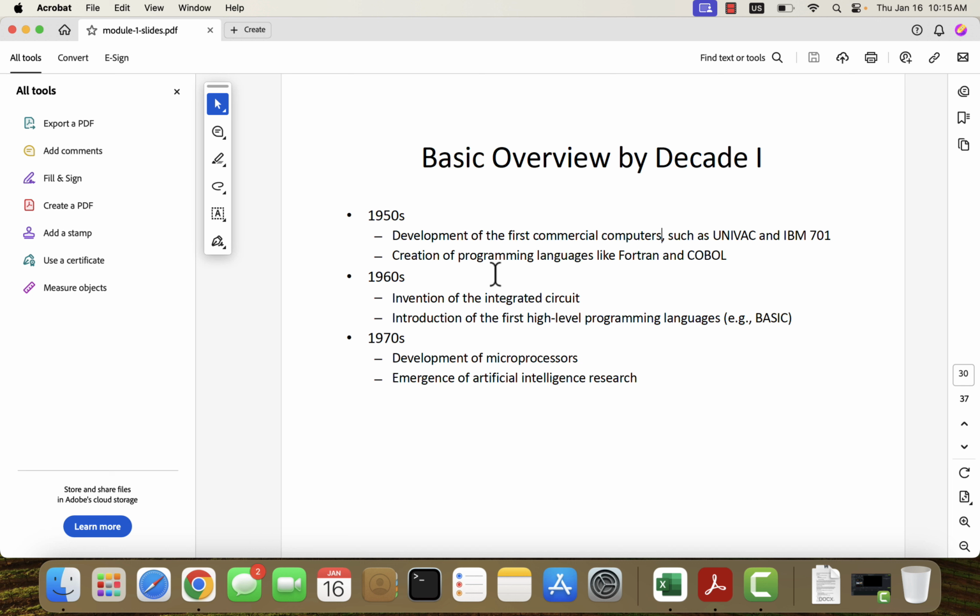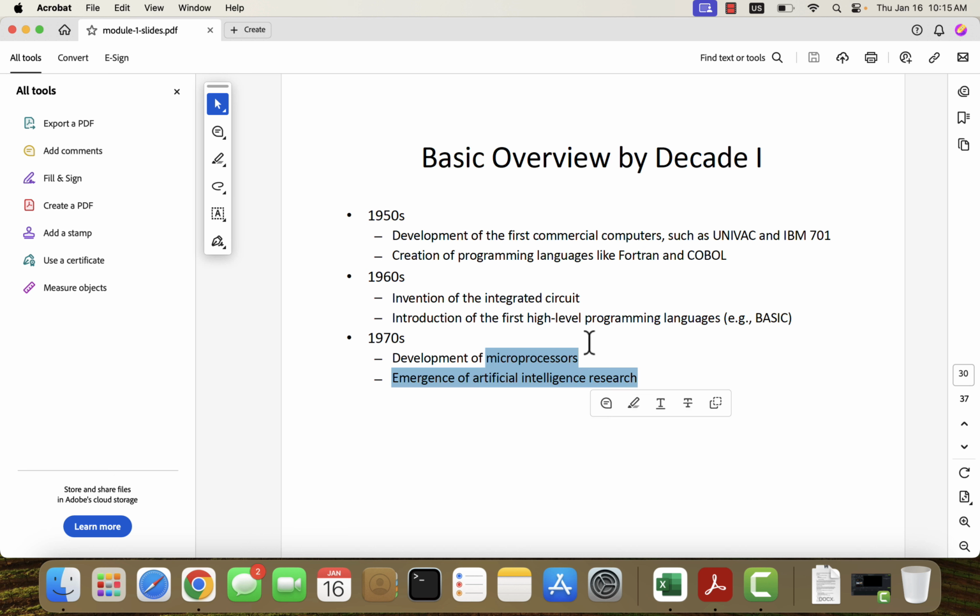And then in the 1960s, we had the invention of the integrated circuit, which reduced the size of commercial computers a lot, right? That's actually one of the main ideas of integrated circuits. And that resulted in the introduction of the first high-level programming languages such as BASIC, right? The integrated circuit allowed the evolution of programming languages as well because of not only their size but also their computation capacity. Then in the 1970s, we had the development of microprocessors.